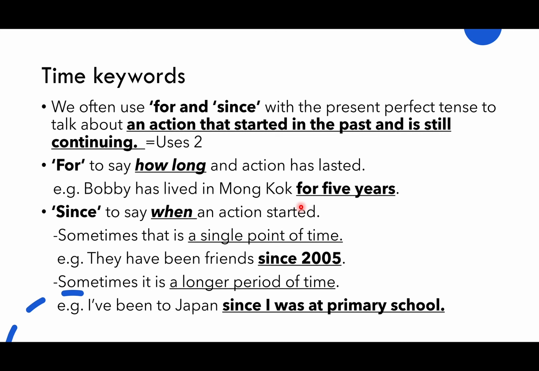Now, since is a really special time keyword. Why? Let's see. Since is used to say when an action started. Sometimes it is a single point in time. They have been friends since 2005, meaning 2005 is a specific point in time. But sometimes it's a longer period of time. Example, I have been to Japan since I was at primary school. Since I was at primary school is quite a long time. It should be about 6 years.